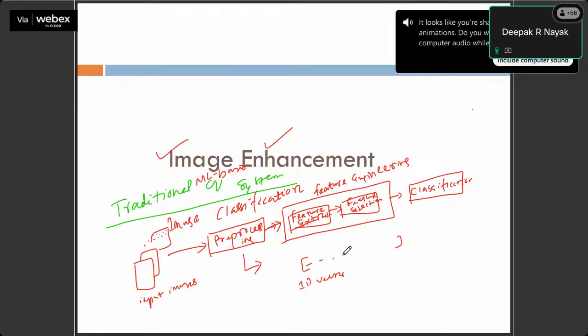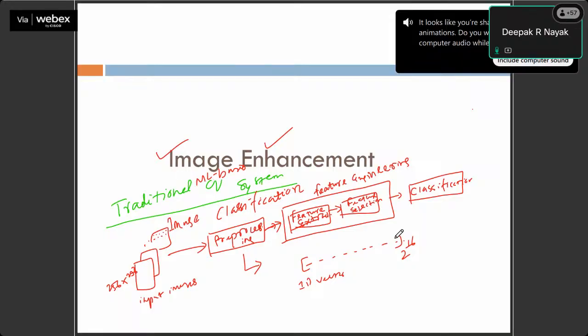So you will have a set of pixel values. But if the image has size 256 cross 256, with 256 rows and 256 columns, the number of pixels you'll have is 2 to the power 16. And these raw pixels we cannot consider as a feature vector, because the number of features in the feature vector is going to be very, very high. You cannot directly apply the classification algorithms. The classification algorithm may take a long time to classify the images.